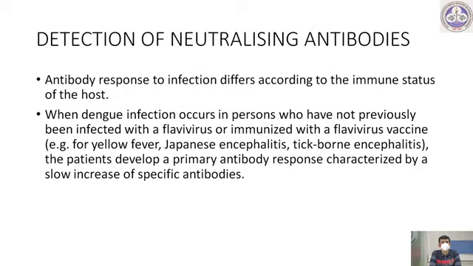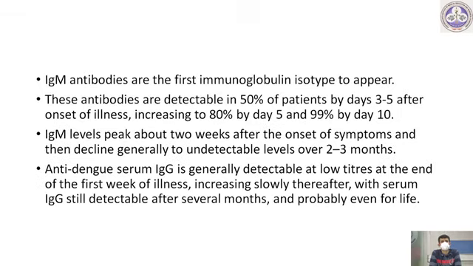Now, another modality is detection of neutralizing antibodies. Antibody response to infection differs according to the immune status of the host. When dengue virus infection occurs in persons who have not previously been infected with a flavivirus or have not been previously immunized with a flavivirus vaccine, for example, for yellow fever, Japanese encephalitis, or tick-borne encephalitis, the patients develop a primary antibody response characterized by a slow increase of specific antibodies.